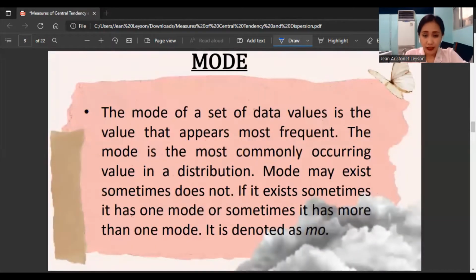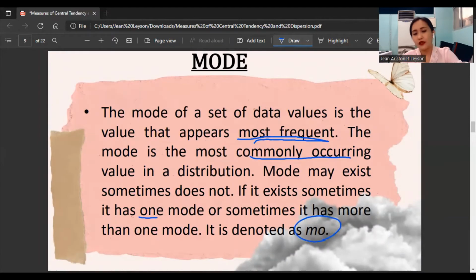Next, third one is the mode. The mode of a set of data values is the value that appears most frequently. The mode is the most commonly occurring value in the distribution. Mode may exist sometimes, and sometimes it does not. If it exists, sometimes it has one mode, or sometimes it has more than one mode. So the mode is denoted by MO.